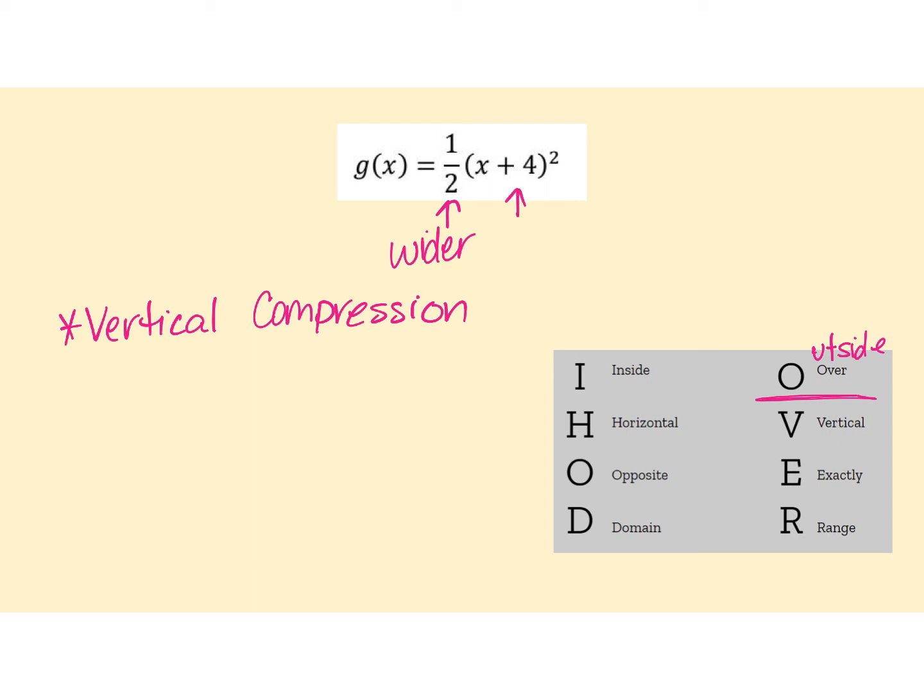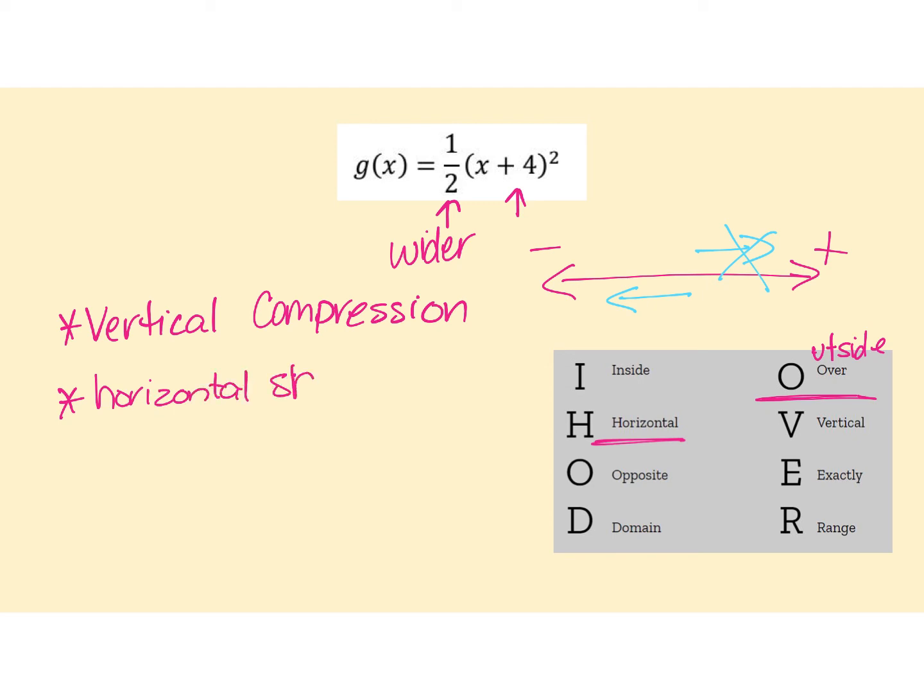Then we have +4, which is inside. So we're talking horizontal, left and right. It's opposite of what you would think. You would think because like a number line, you have positive values here, negative here, you'd be moving this direction because it's positive, but really you're going to be going this direction. So it's going to be a horizontal shift to the left 4 units.